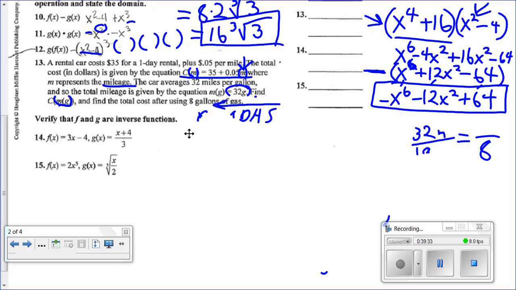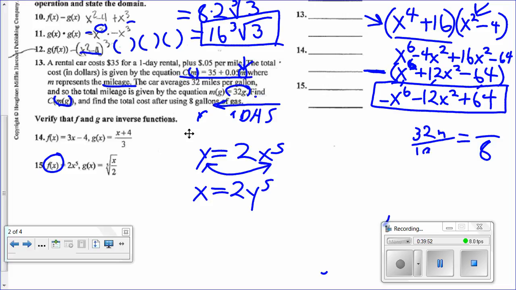So, is this the 5th root of x over 2, is that the inverse? Okay, let's try it again. So we're going to replace this f of x with y equals 2x to the 5th. Then we're going to switch our x and y. So we're going to say x equals 2y to the 5th. Then we're going to solve for y. First thing, we're going to divide both sides by 2. That divides to 1, so you've got x over 2 equals y to the 5th.